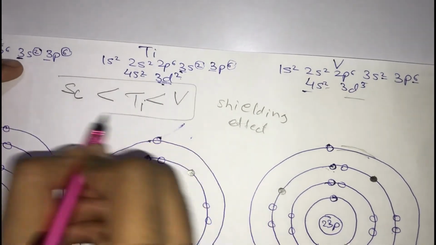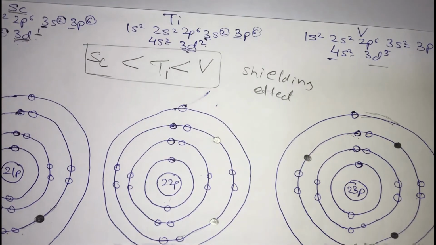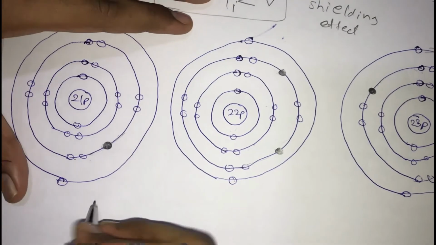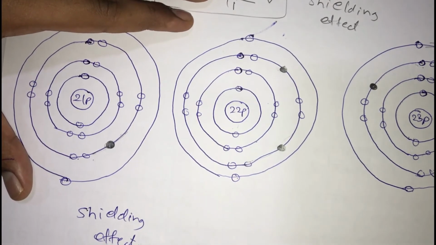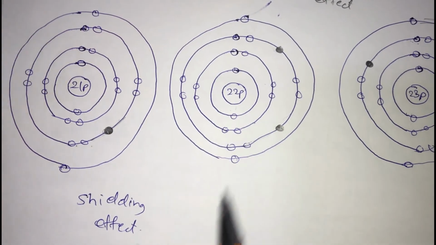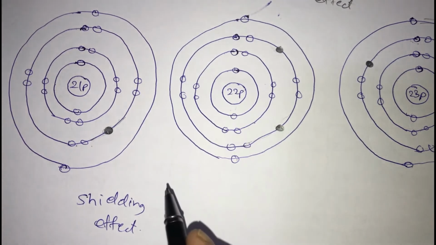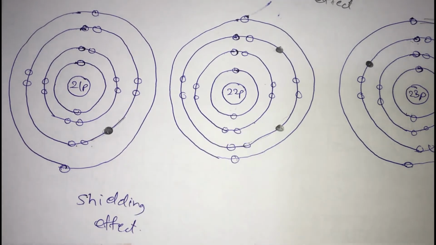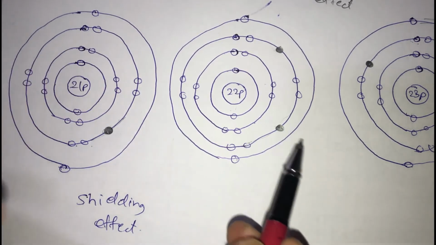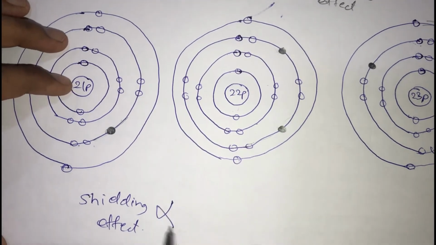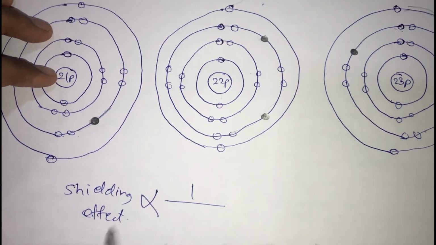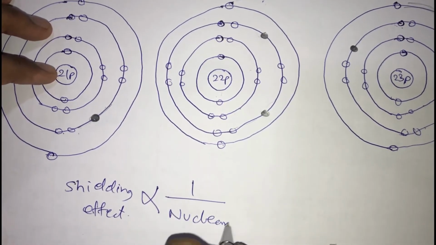Now, what is the job of the shielding effect? The job of the shielding effect is to not allow the electrons to come closer to the nucleus. Now, if it is not allowing the electrons to come closer to the nucleus, then can I say that the size of the electron, that is the atomic radii, is not going to decrease? And if it is not going to decrease, so can I say that the shielding effect is inversely proportional to nuclear charge? Why I am saying so?